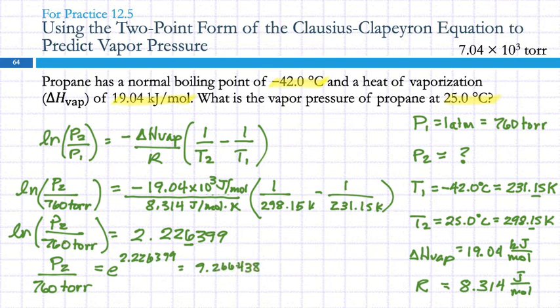Little weird with logarithms. I'm not going to test you on sig figs here. So then to get P2 by itself, I need to multiply both sides by 760. Let's do that in a different color. So times 760. So let's cancel out.